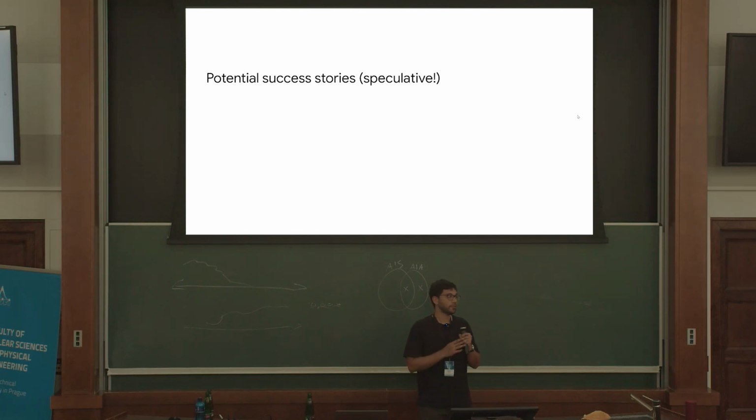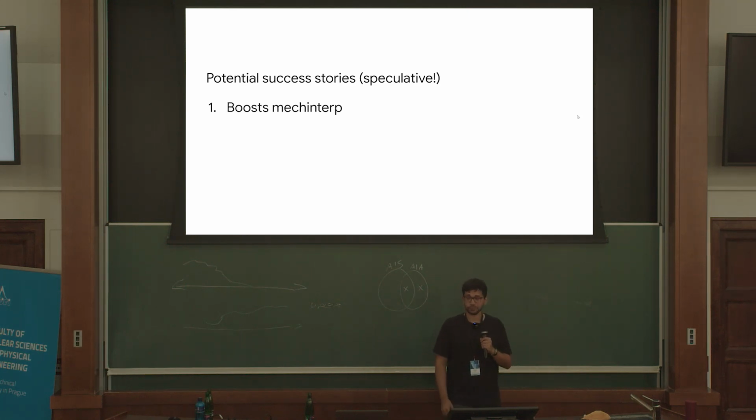So here are some speculative success stories for what a successful science of deep learning agenda would look like. One story is that it could boost mechanistic interpretability. It could do this, for example, by finding that circuits have some property that mechinterp doesn't yet know about. And so you can use this property to look for circuits in an automated fashion.